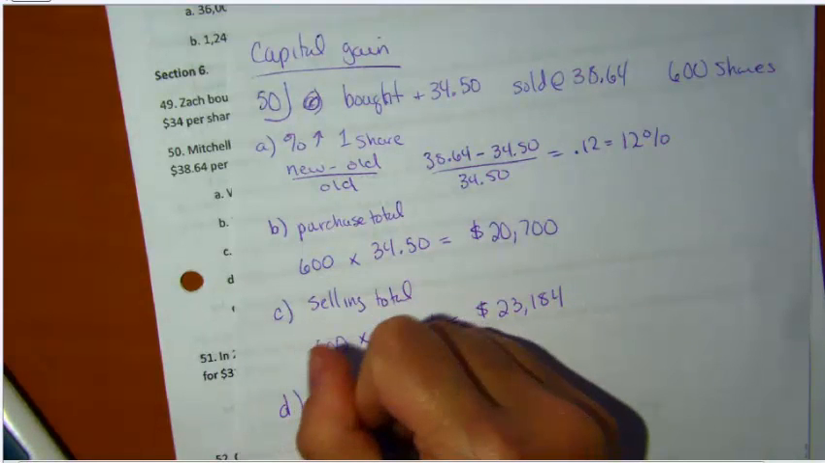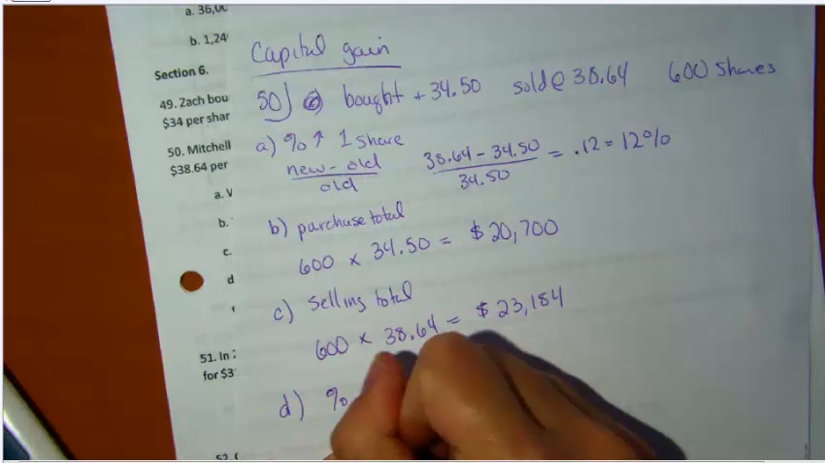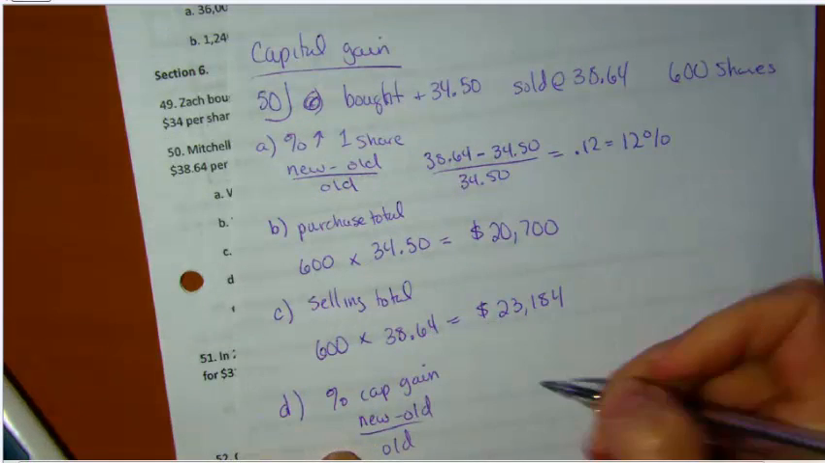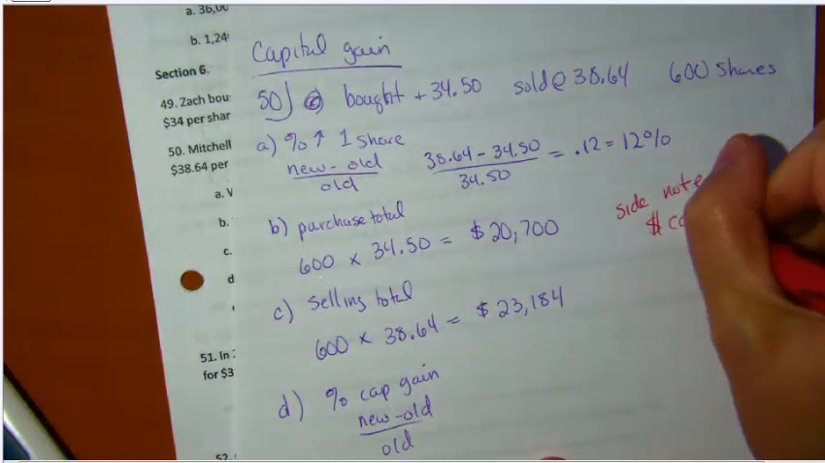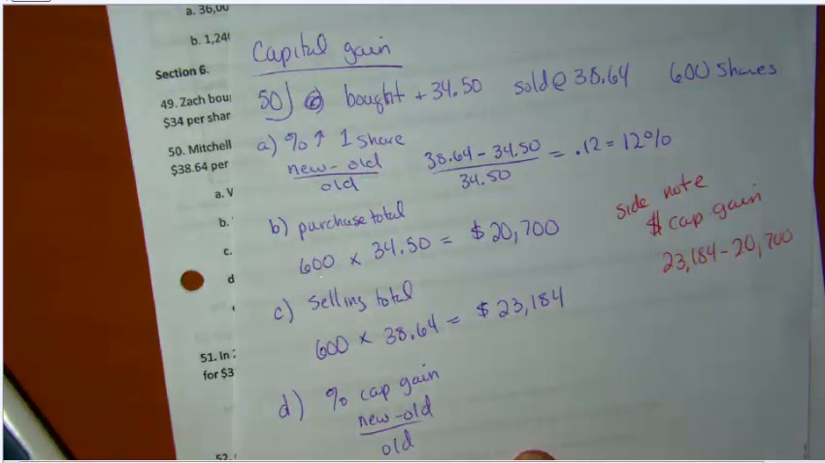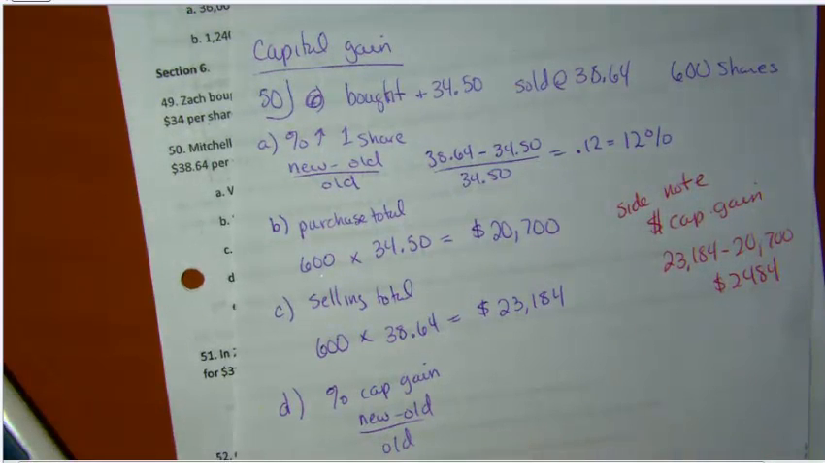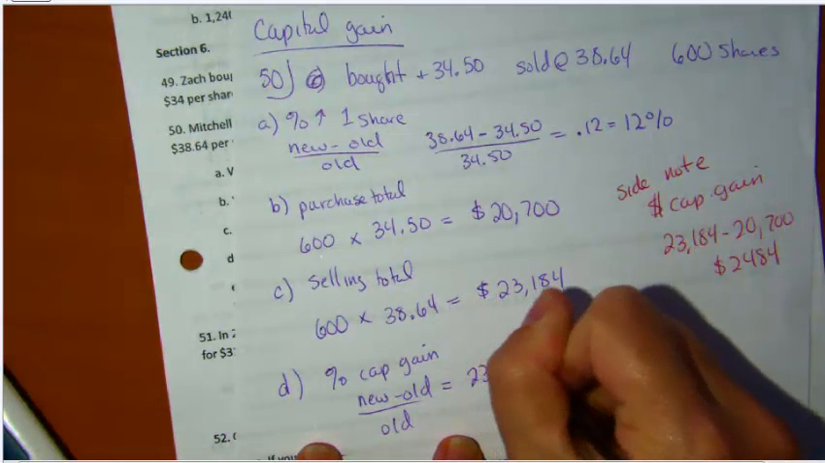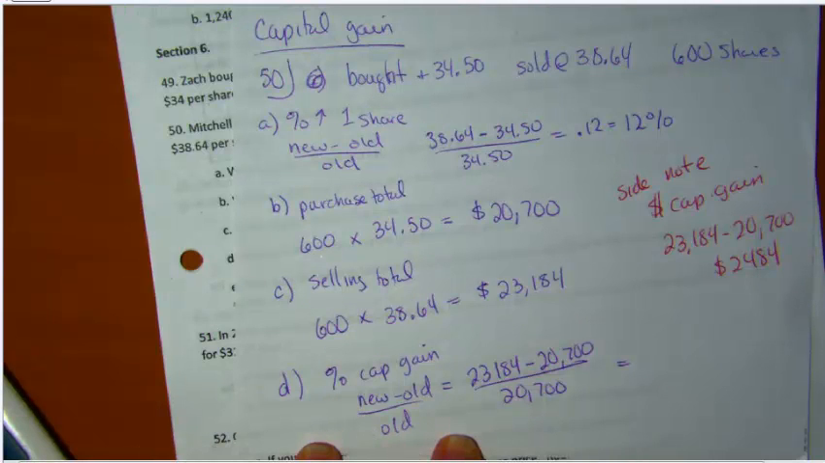D asks us what is the percent capital gain. Again, new minus old divided by old. And just a little side note, it's not part of the problem, but the monetary capital gain would be 23,184 minus 20,700. But back to the percent capital gain. New minus old divided by old. 12%.